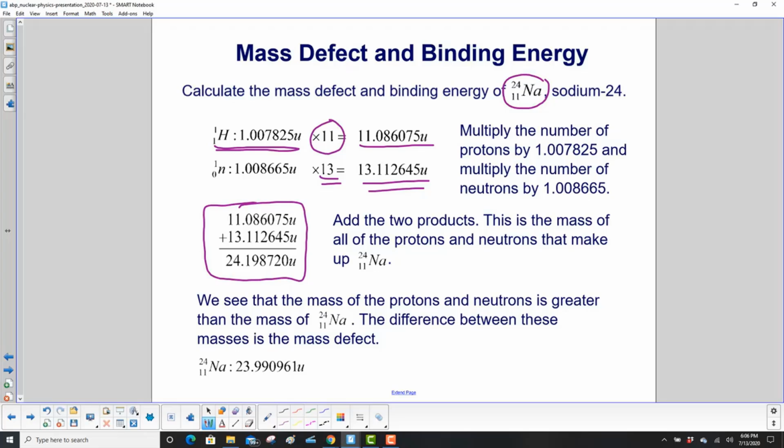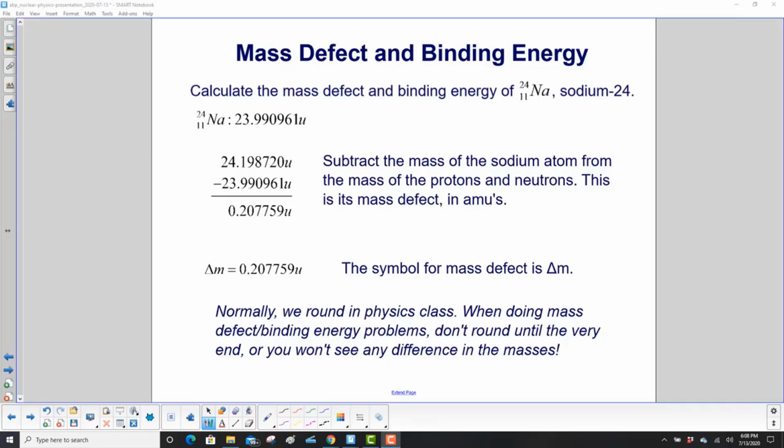We see that the mass of the protons and neutrons is greater than the mass of sodium-24. Here's the mass of sodium-24, what is that, 23.99? Here's the mass of its constituent neutrons and protons. The difference between these masses is the mass defect. We subtract the mass of the sodium atom from the mass of the protons and neutrons that make it up. This is the mass defect in atomic mass units, or U.